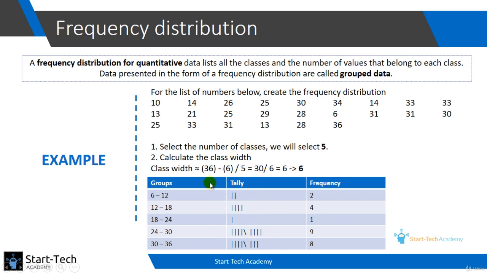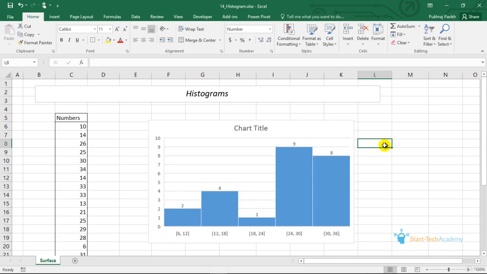In the end, I have this column containing the tally, which gives me how many numbers belong to each category. Lastly, I just need to add these marks to get the frequency. So this is how this table is created, and once this table is created, we can create a histogram. So let us go to Excel now and create this histogram.